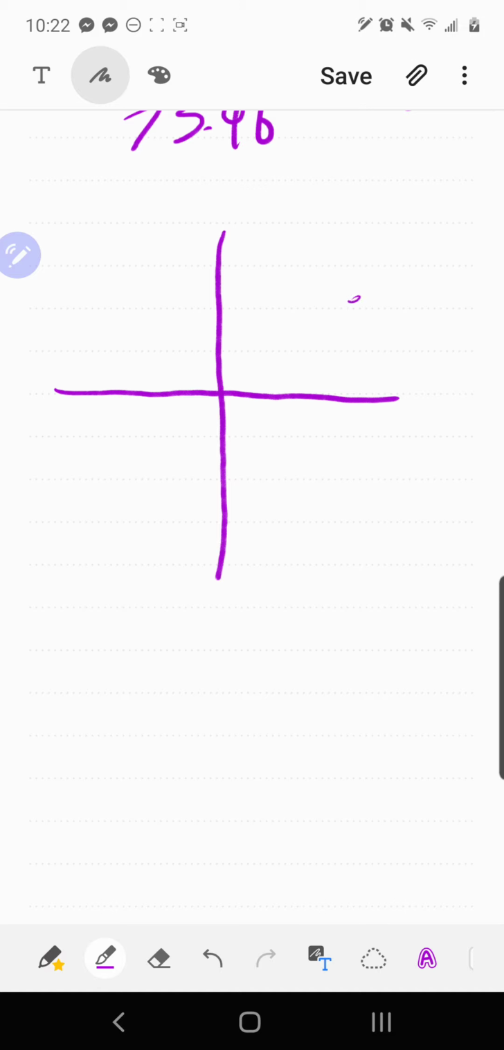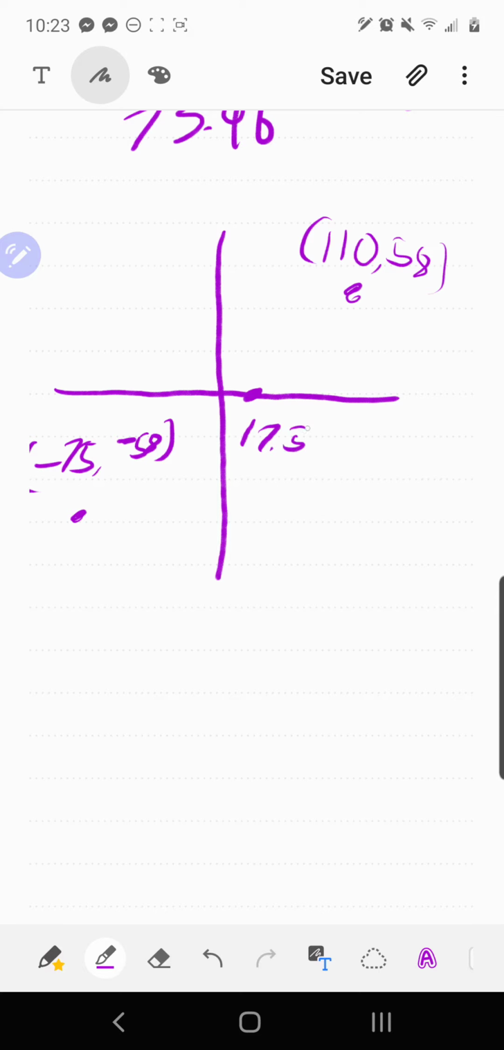We have a point over here. What is it? 110 and 58. And then we have a point over here, which is roughly negative 75 and negative 58. Our center is going to be here. We know how to find the center. 17.5.